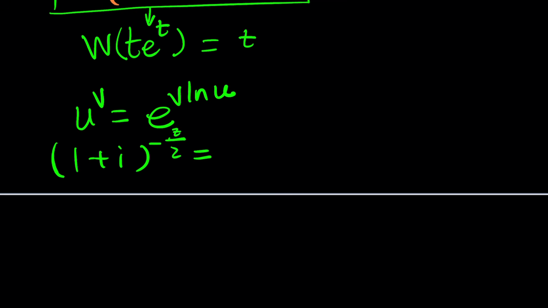Of course, this can be written as e^(-z/2 · ln(1 + i)). Now, the million-dollar question is, what is the ln of 1 + i? That brings us to complex logarithms. How do you log a complex number? Well, there's an easy way to do it.